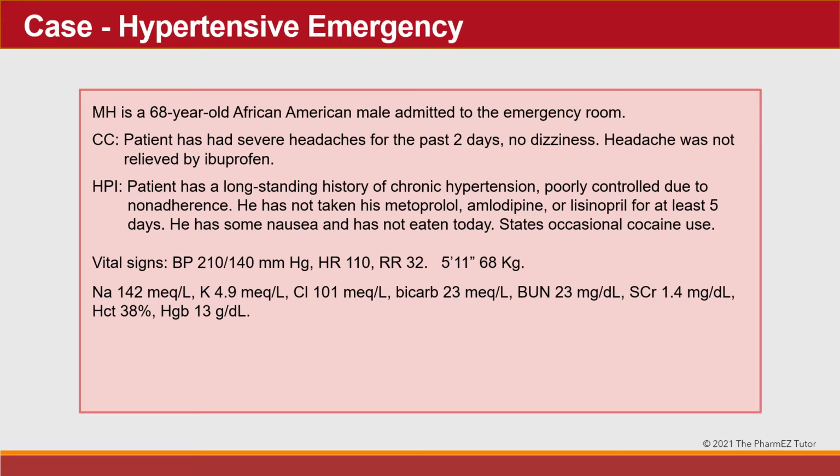Vital signs show blood pressure of 210/140, a heart rate of 110, respiratory rate 32. Labs show a slightly elevated potassium level and serum creatinine. The assessment of this patient is the patient has hypertensive emergency.